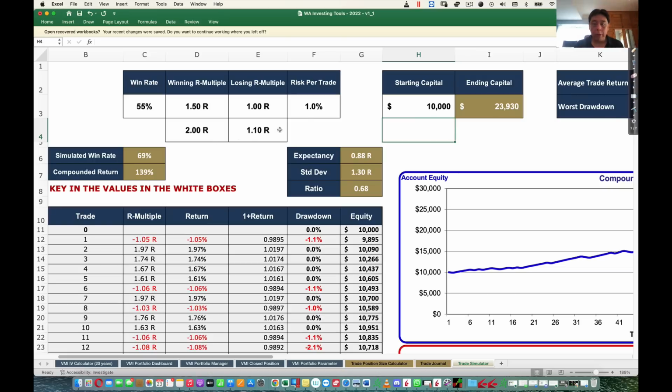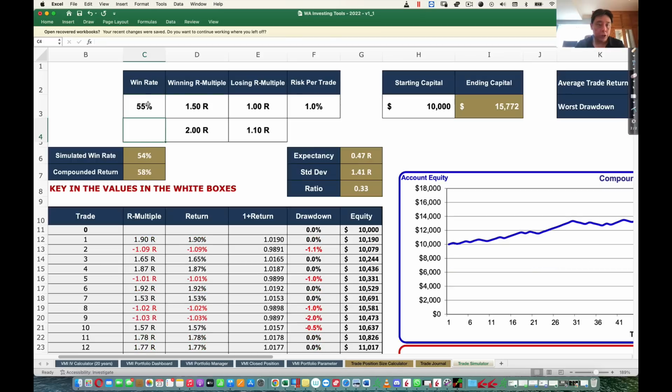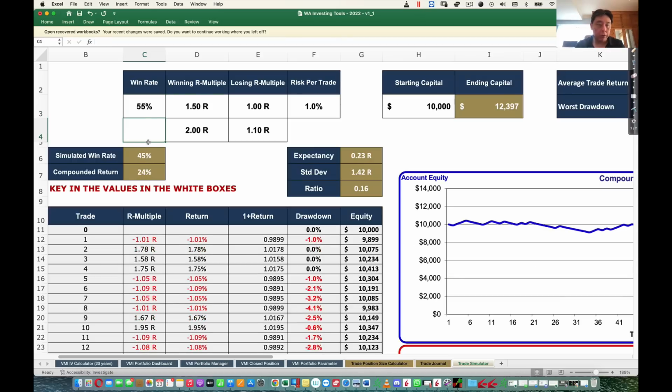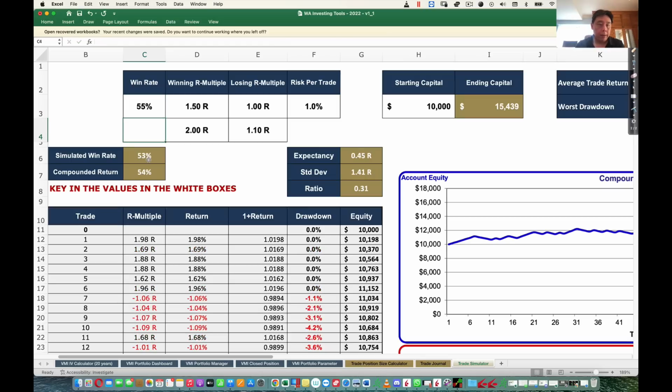Now, you can see, for example, that there's what we call simulated win rate. Can you see the simulated win rate is 69%? Now, notice that every time I put in 55%, this will change. It will change all the time, right? In this case, it drops to 45%, right? It changes all the time. Why? Let me give you an explanation.